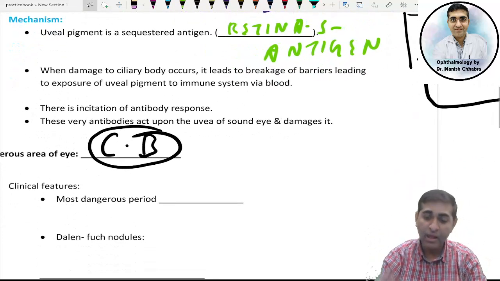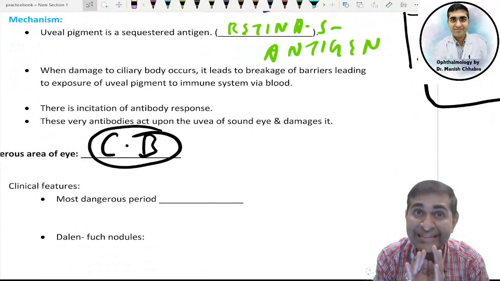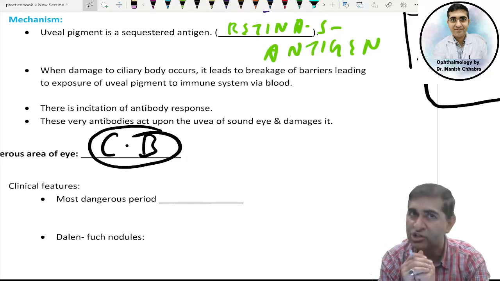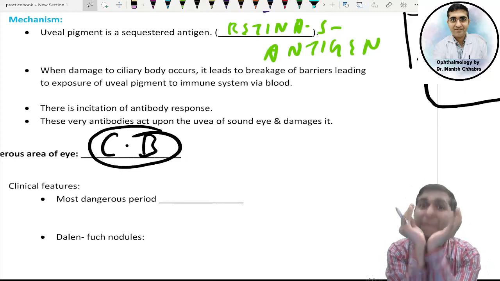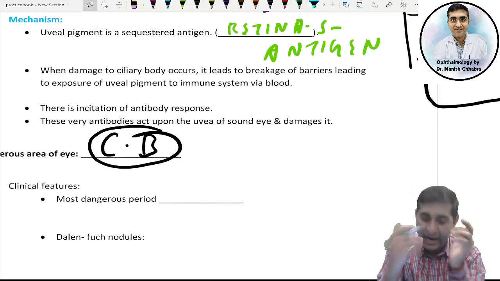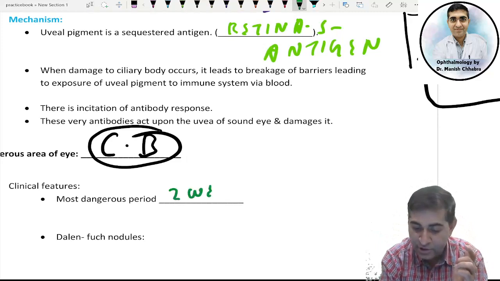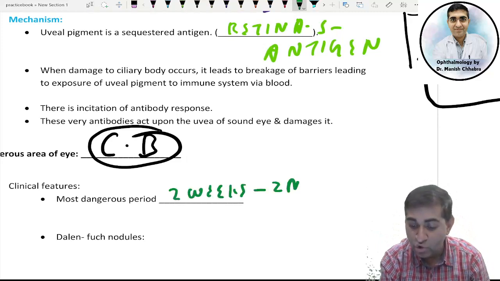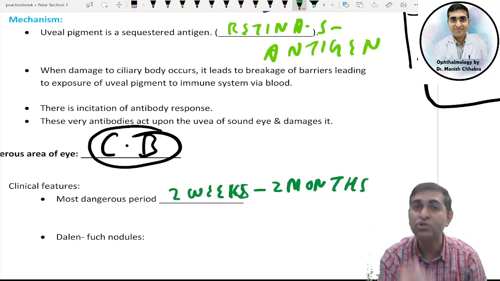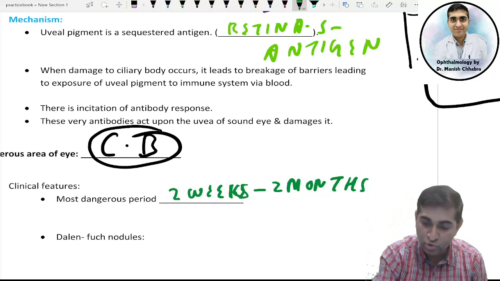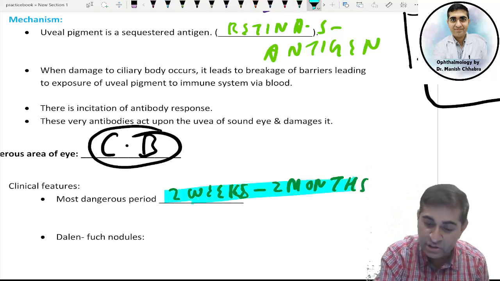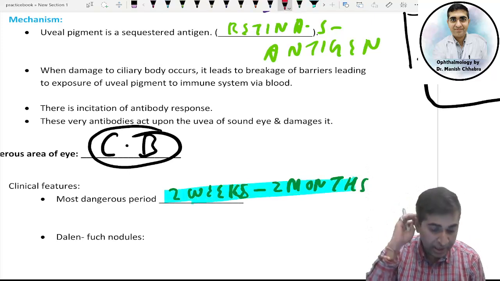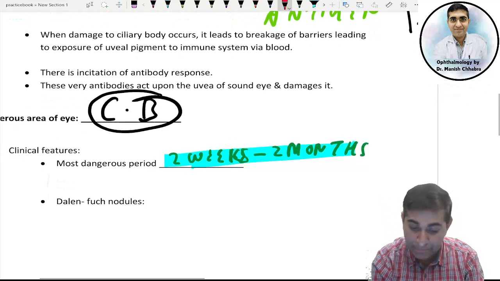Now, what is the most dangerous period? Of course, the most dangerous period will be the minimum period in which the antibodies are formed. So boys and girls, it is 2 weeks to 2 months. Yes, this is the most dangerous. Some books mention it to be 2 weeks to 3 months, but 2 weeks to 2 months is your previous year question. Okay, this is the most dangerous period.